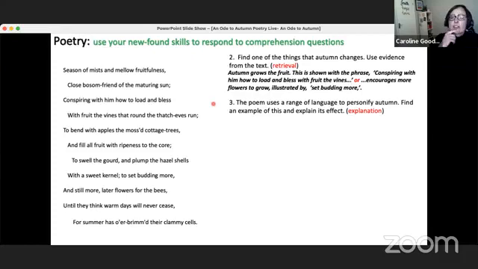Okay, the next question. The poem uses a range of language to personify autumn. So that's giving human features to something that is not human. Find an example of this and explain its effect. So this is an explanation question. You have to find an example and explain what it does.